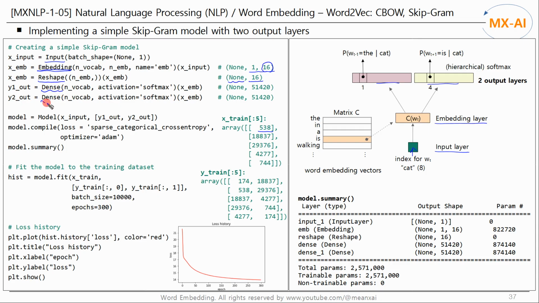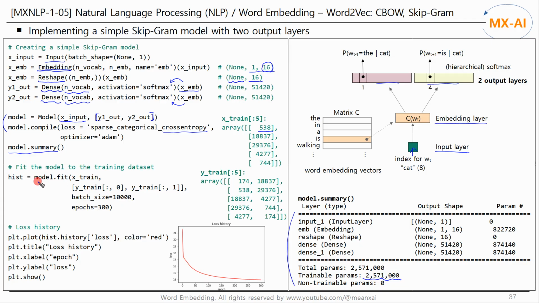Finally, we add 2 softmax output layers. The number of neurons in each output layer is the size of the vocabulary. The embedding vector of the input word is fed into each output layer. Create a model and compile it. This model has 1 input and 2 outputs. And since the output is softmax, cross-entropy loss is used. The summary of this network model is as follows. This model has approximately 2.5 million trainable parameters.